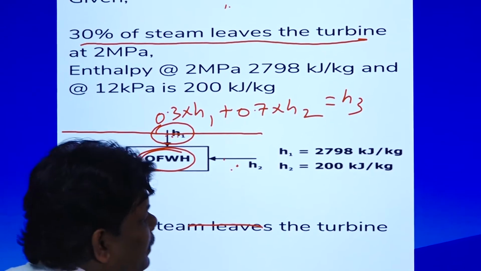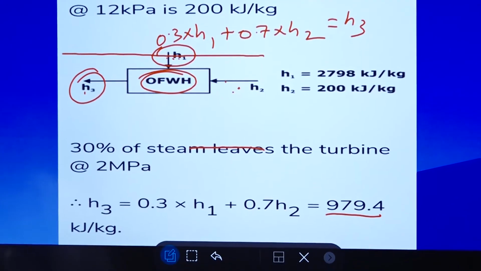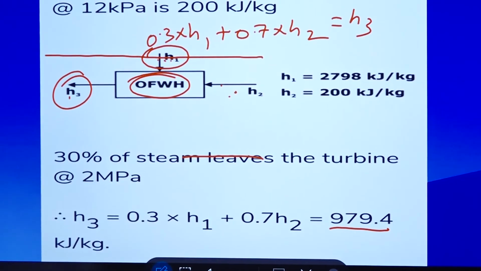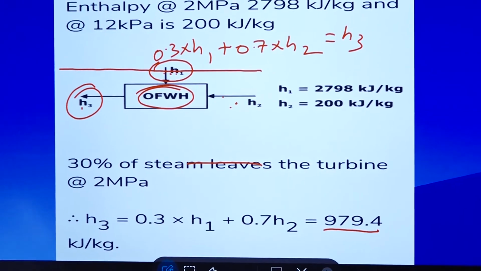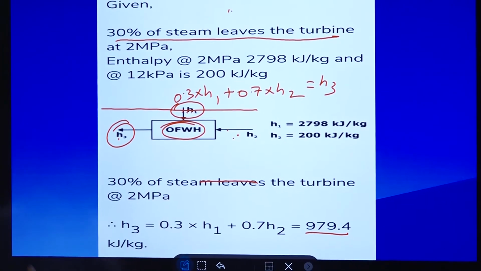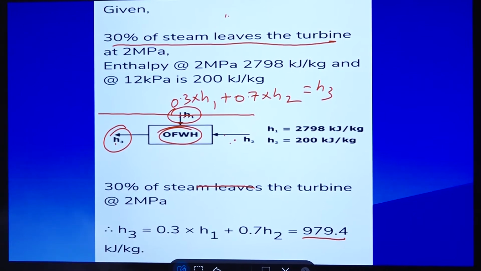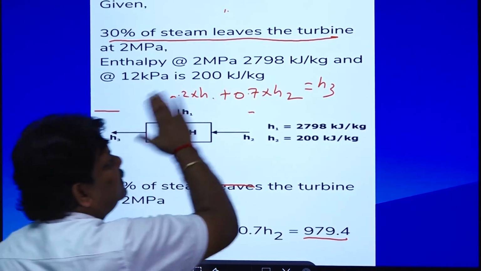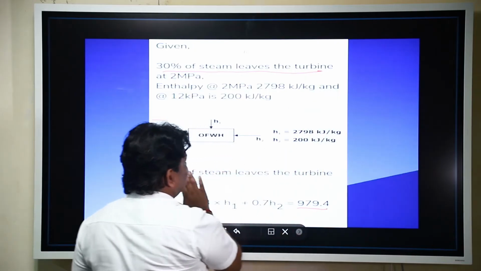If the problem is with the combustion chamber with open feed water heater, so far we have seen some equilibrium equations were obtained. So you have to use those equations. That means you have to maintain the system in equilibrium, and for that you have to write the equation. Based on that you have to arrive at the unknown data.